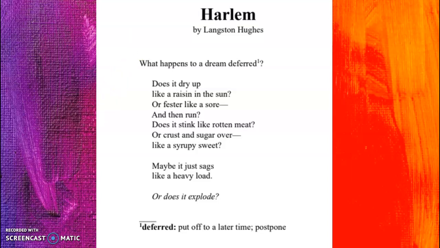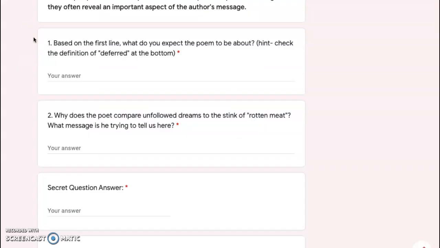Take a look at our first Google form question today. Number 1. Based on the title and the first line, what do you expect the poem to be about? Hint, check that definition of deferred at the bottom. Pause it here, go back to the poem as you need, and answer the question.